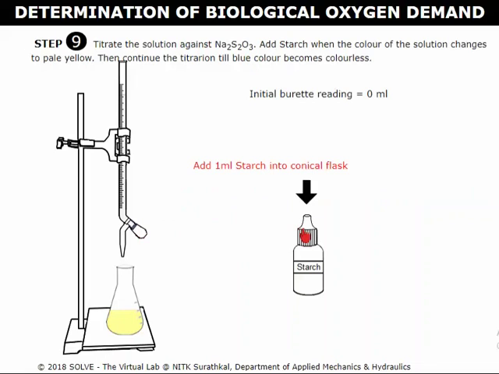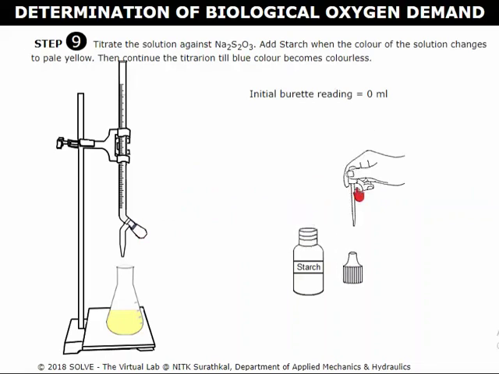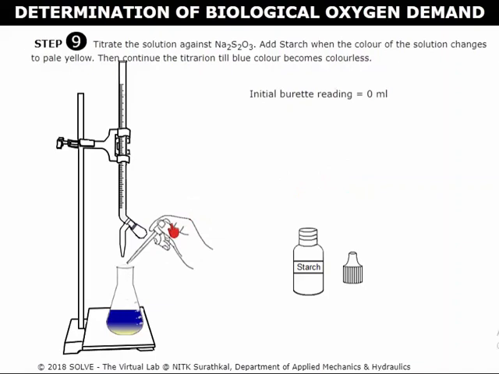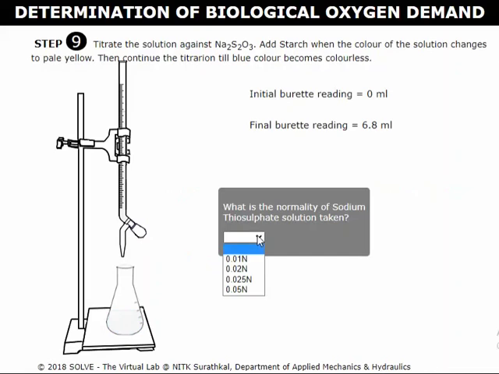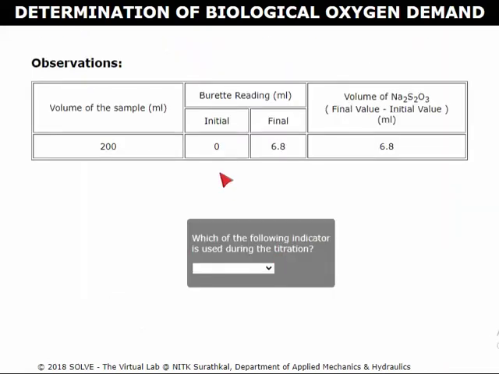Now click here to open the starch bottle. Click on the dropper to collect the starch and transfer it into the conical flask. Click here to continue the titration process until the solution color changes from blue to colorless. Select the correct answer for this pop-up question to proceed to the next step. This is the observation for sample A. Click on the correct answer for the pop-up question to proceed to the next step.